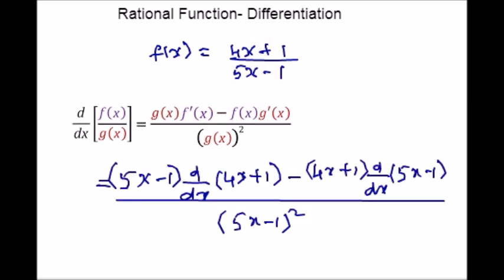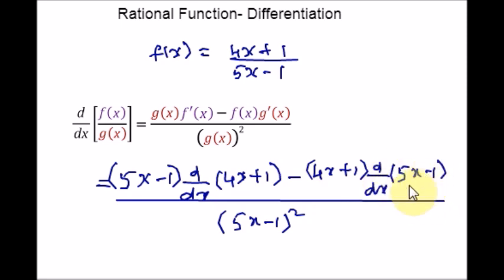I have just plugged in f of x and g of x, the numerator and denominator, in the respective places. Now let's find the derivative of this. Derivative of 4x plus 1 is nothing but derivative of 4x plus derivative of 1. Derivative of the constant is 0. So the derivative of this one is a constant multiple: take this constant out and find the derivative of x. So you will be getting 4 here. Am I right? Same way, derivative of 5x minus 1 is 5.